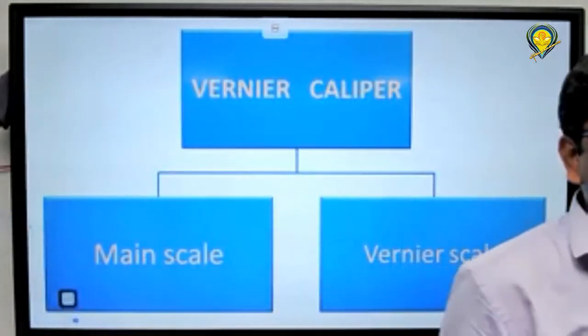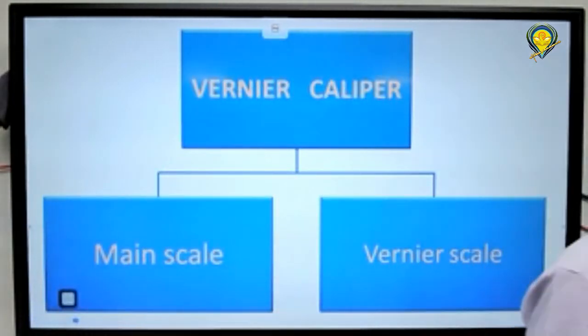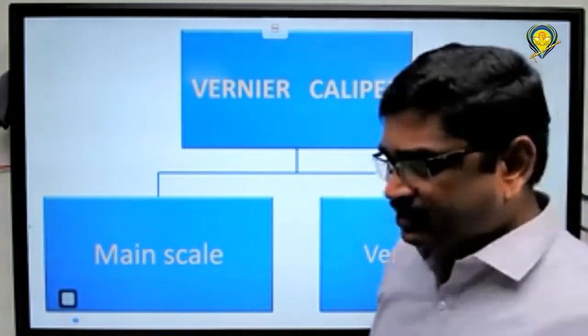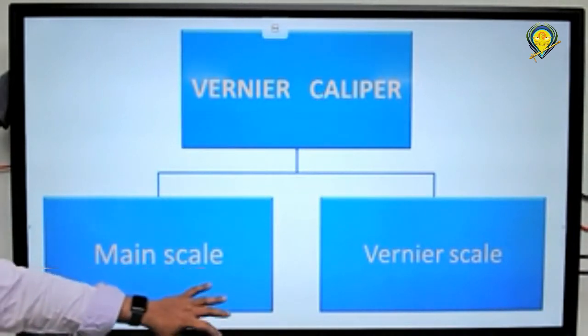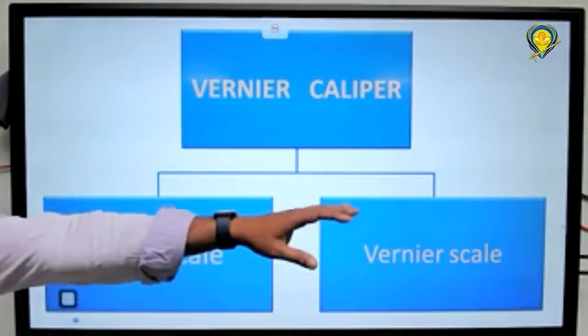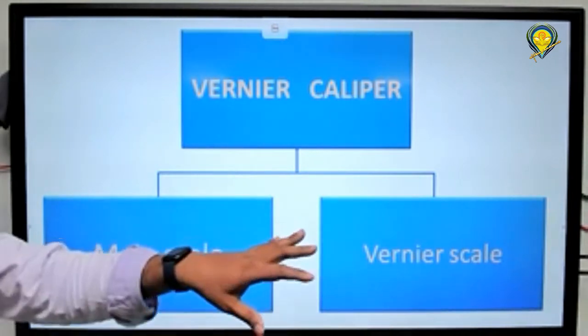One is the main scale, the other one is the vernier scale. So here two main parts are there. To measure the length of any object, we need to measure these two. What is the main scale reading? What is the vernier scale reading and vernier coincidence? We need to measure these two only.